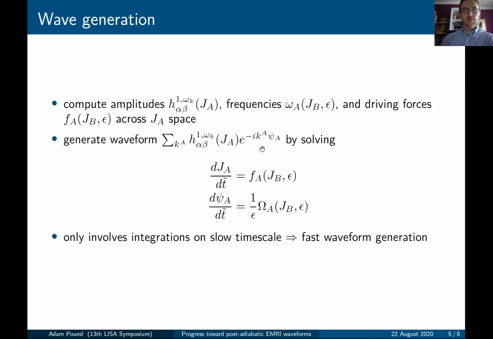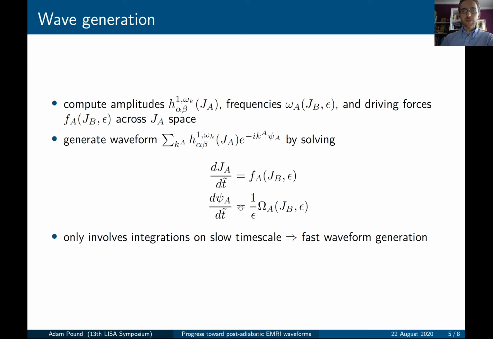So then your waveform that you generate is just a sum of amplitudes multiplied by these phase factors, and you've stored the amplitudes as functions of J. So you then just need to evolve J and the phases psi as functions of time. As I said, J evolves in the slow time, so you just have this ODE. And then we can also write the phases as functions of slow time, so they evolve on the fast timescale.